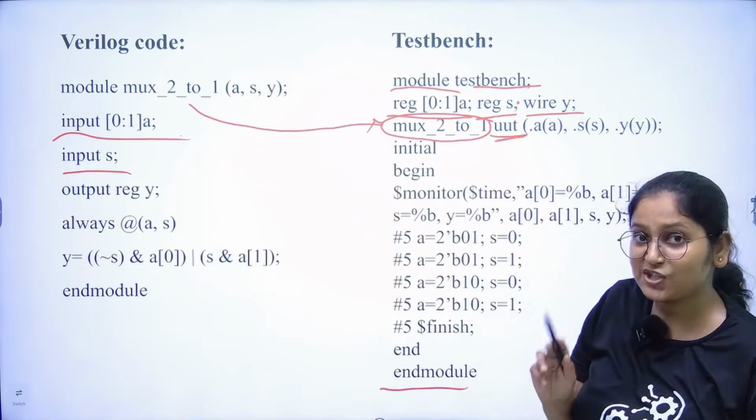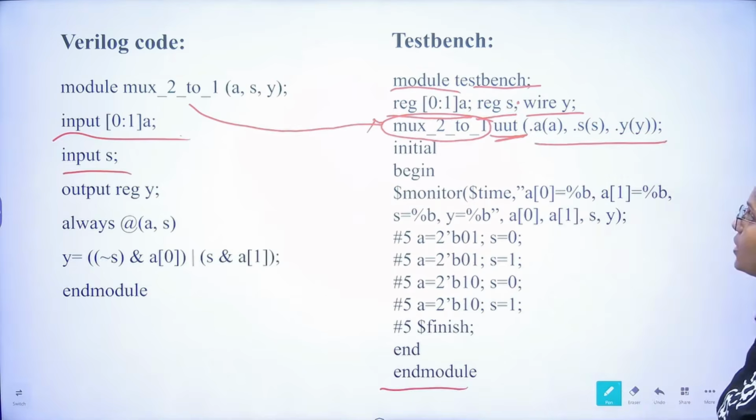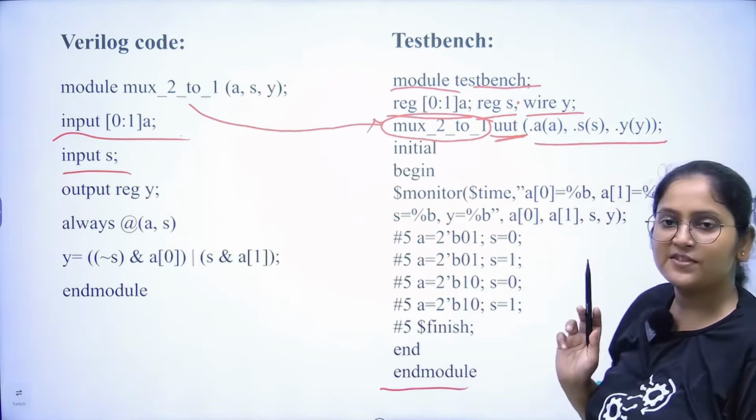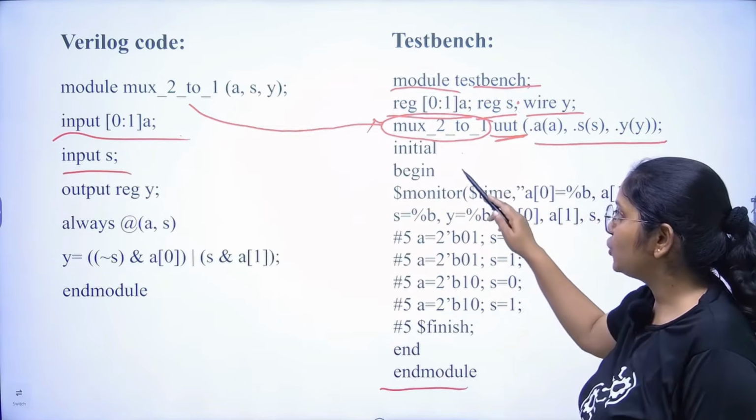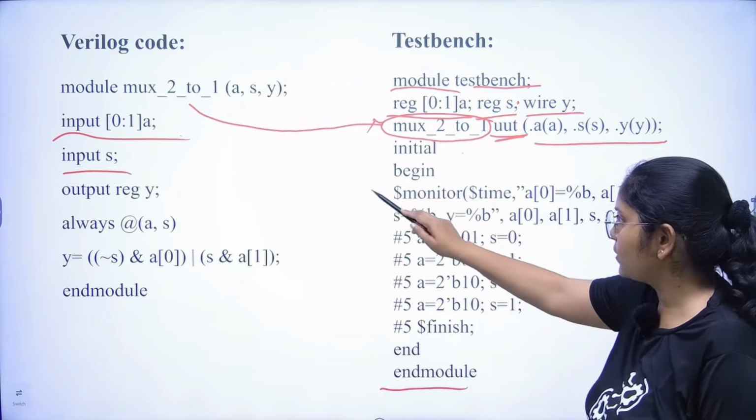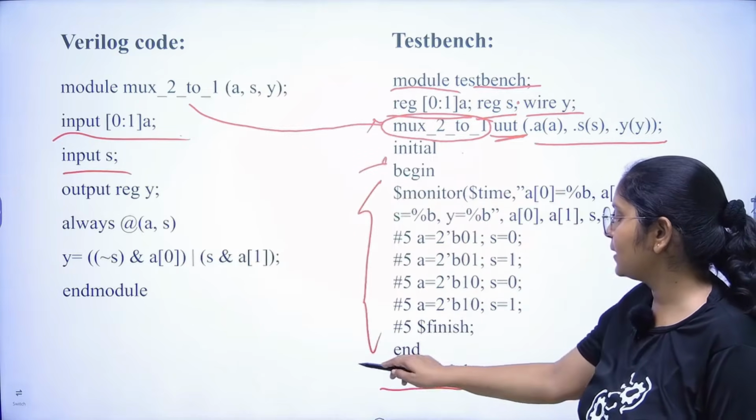Now we will be instantiating. So we have instantiated all the ports. We have A, S and Y. After that, initial, okay, and then because we have a lot of statements, we'll be writing inside this begin and end.